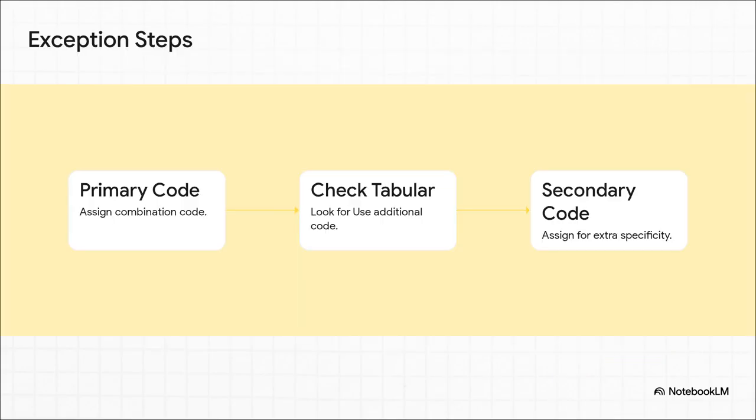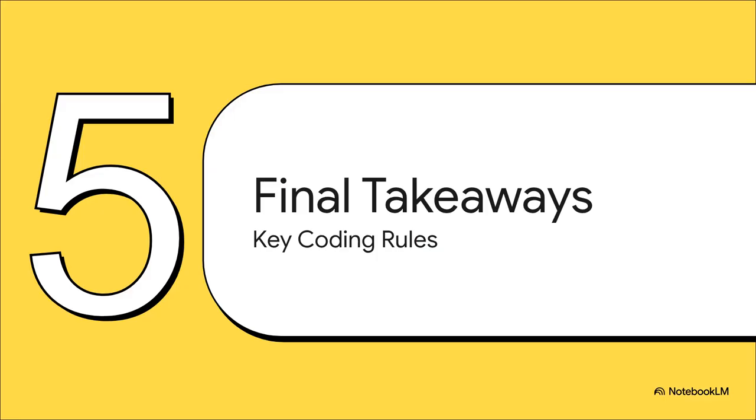However, and this is a really big however, you can only utilize this exception if you follow an exact logic flow. First, you assign your primary combination code. Then, you check the tabular list. You can only legally snap that extra code into the secondary position if, and only if, an instructional note in the tabular list explicitly commands you to use additional code. If the book doesn't direct you to add it, you don't add it. Period. Let's wrap things up with Section 5, Final Coding Takeaways.